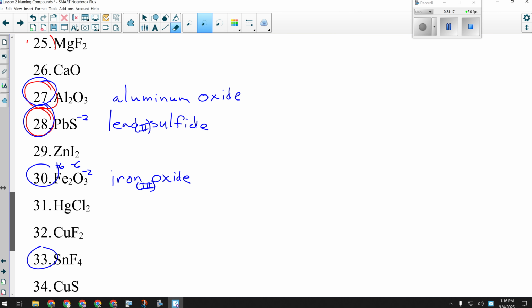All right, and then number 33, SnF4, ionic or molecular? Ionic. Tin is a metal. All right, so tin, fluoride. Roman numeral? Yeah. Tin can be a 2 or a 4, I think. Fluorine's always a -1. There are 4 of them, so that's 4 negatives. There's only one tin, so it has to have a charge of +4. So tin(IV) fluoride.